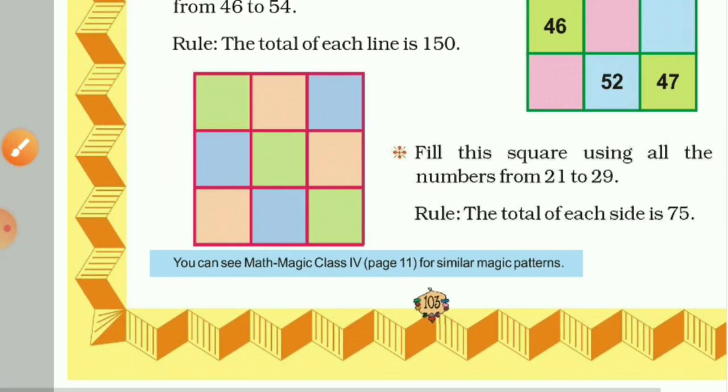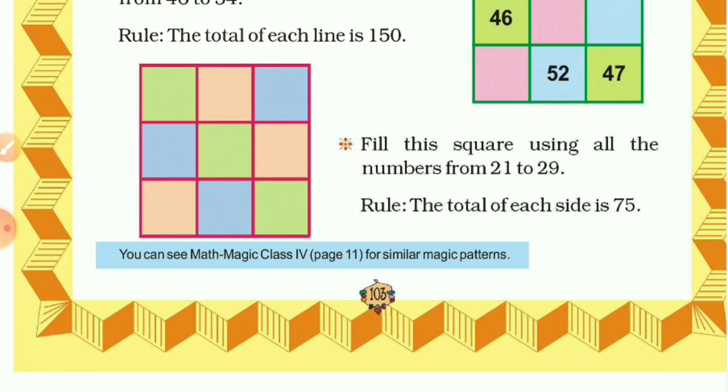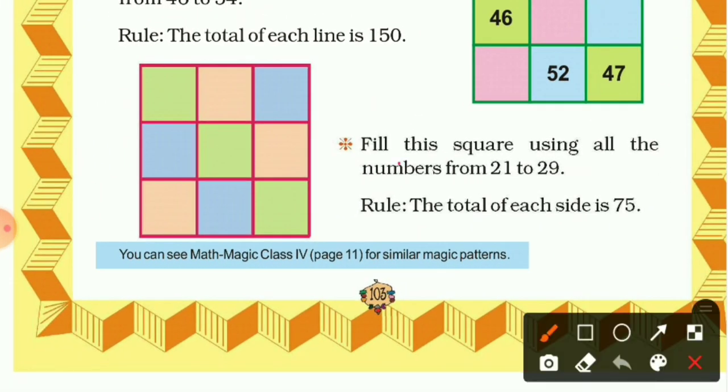So here we have the second, and at first let's know its rule. Fill this square using all numbers from 21 to 29. So this is the condition. We have the numbers from 21 to 29. So what are those numbers? Yes, 21, 22, 23, 24, 25, 26, 27, 28 and 29.